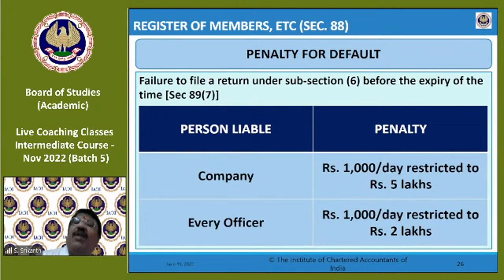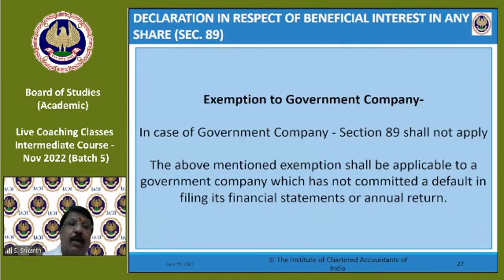If the company does not file the return, then the company is liable for a fine of 1,000 rupees per day, restricted to 5 lakhs. Officer, 1,000 rupees per day, restricted to 2 lakhs. Government companies are exempted from Section 89.